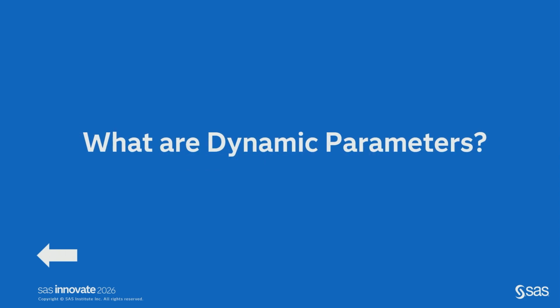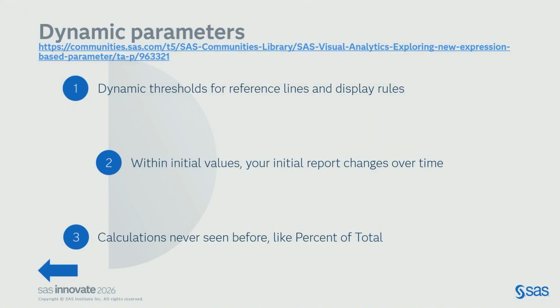What are dynamic parameters? Now, as you might imagine, this is one of those topics that I won't have time to cover in depth. I gave an entire talk on this at a session maybe two years ago with a deep dive. But I've included a link to a communities page that has a really nice overview of how you can integrate dynamic parameters into your reports. But there are 3 things that I'll call out here. 3 examples of what you can do with it.